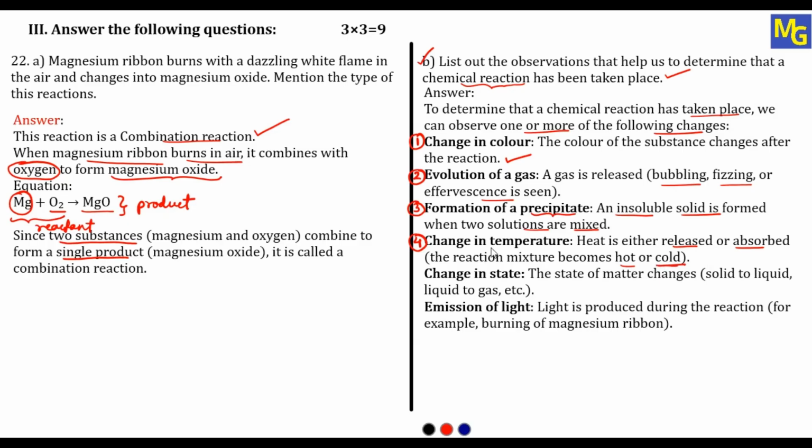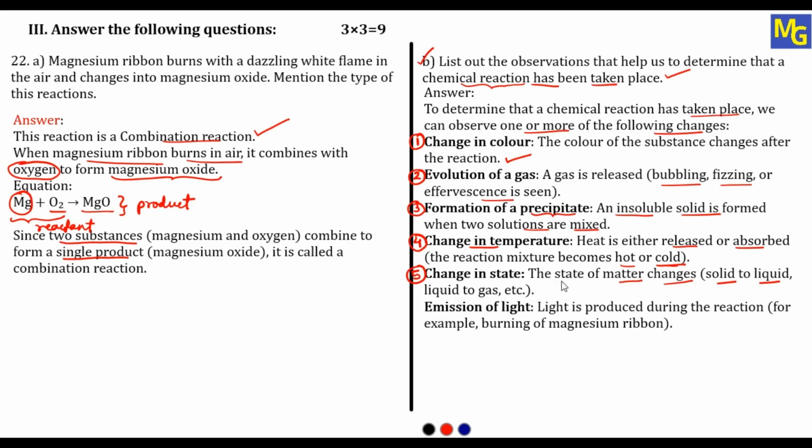So it is nothing but what? Change in the temperature. So if you see change in the temperature, then also we can say that chemical reaction has taken place. Then the next one is change in the state, the state of a matter changes. What are the states we have? We have solid, liquid, gas, etc.